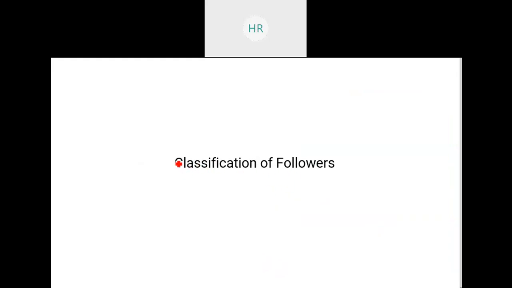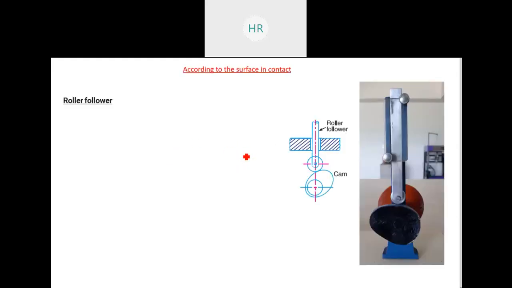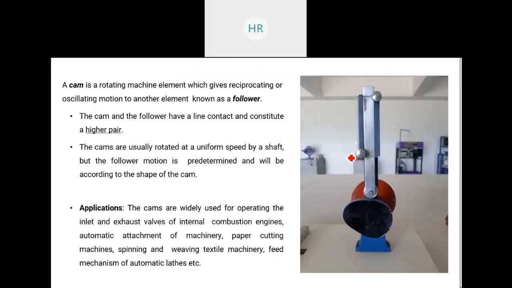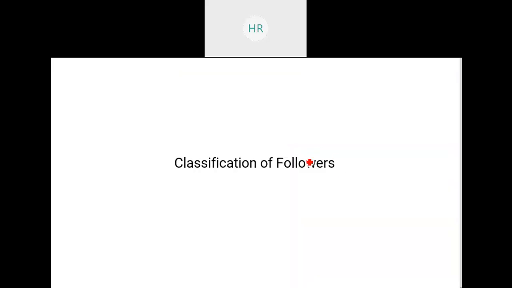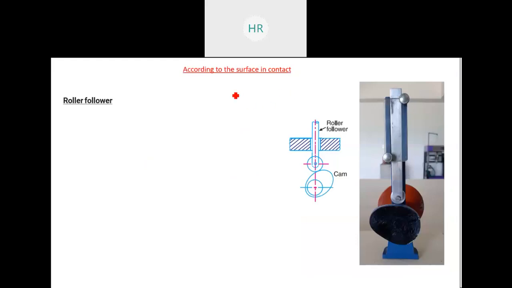So let's have a look at the classification of followers. There are many classifications of follower possible, but we will look at it first according to the surface in contact. Now follower means this component over here, which is following the profile of the cam. According to the surface in contact means which kind of surface is in contact between this follower and cam, at this point what kind of contact is there.